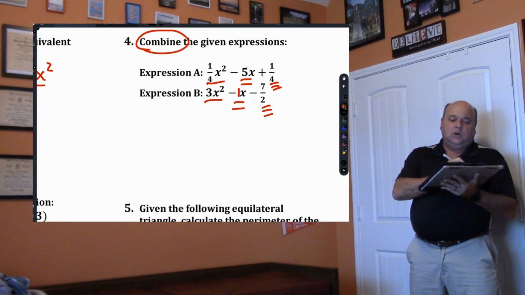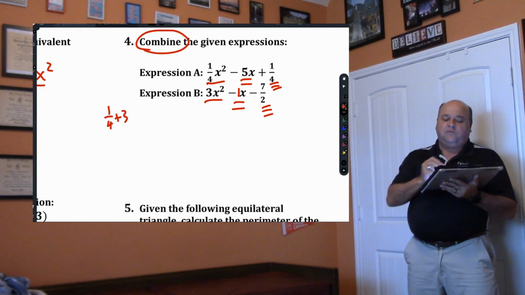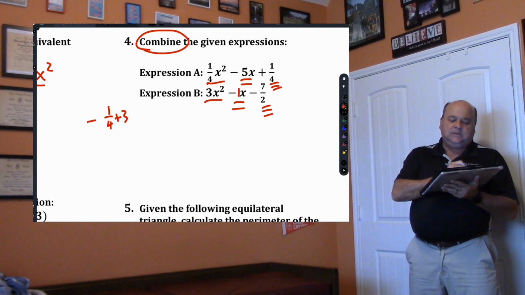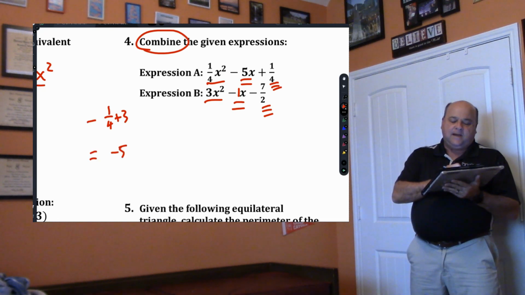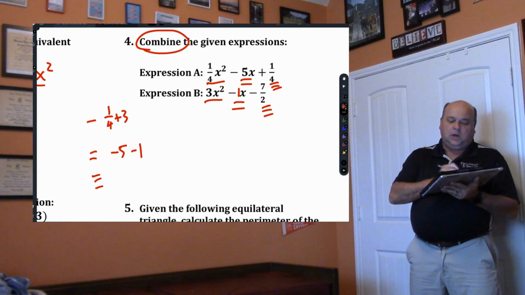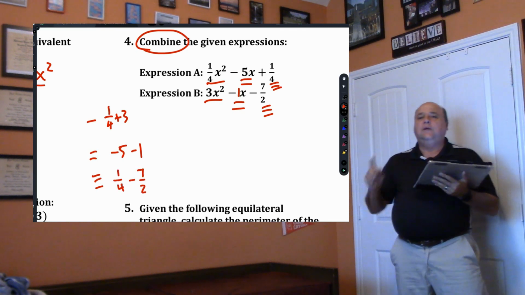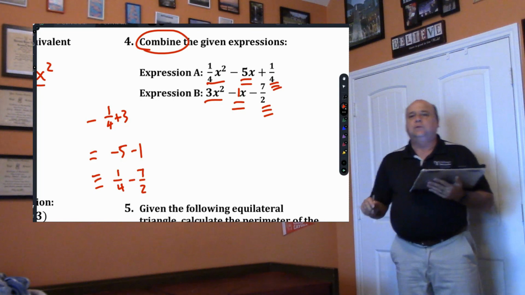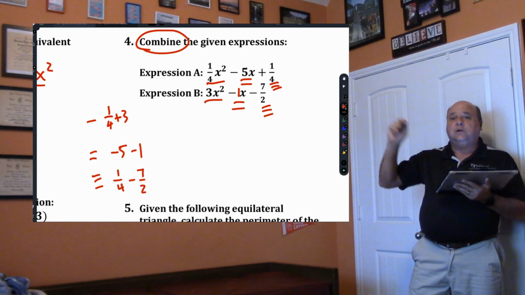Okay, so for the single underlines, you're going to do 1/4 plus 3. That's going to be an improper fraction. For the double underlines, you're going to do negative 5 minus 1. And for the triple underlines, you're going to do 1/4 minus 7 over 2. And then write it out, okay? You could do this. Use the calculator to get the coefficient.